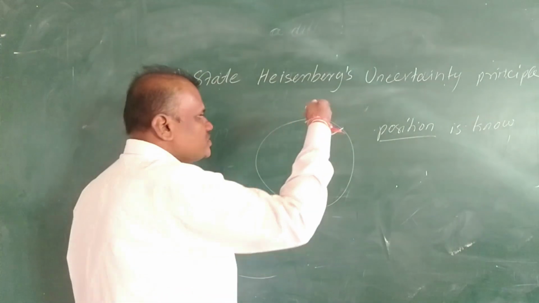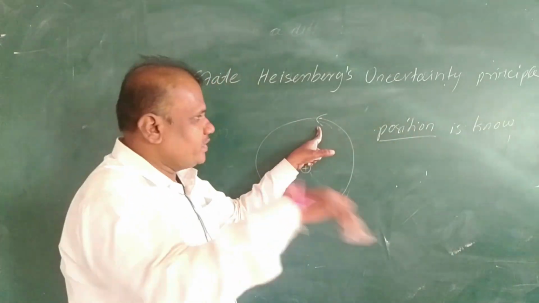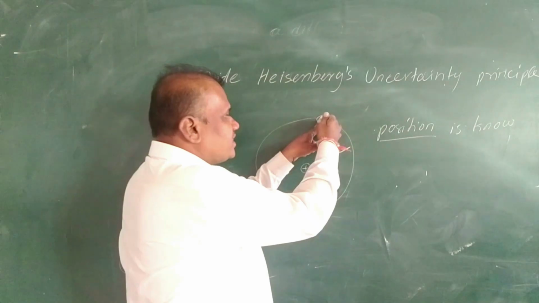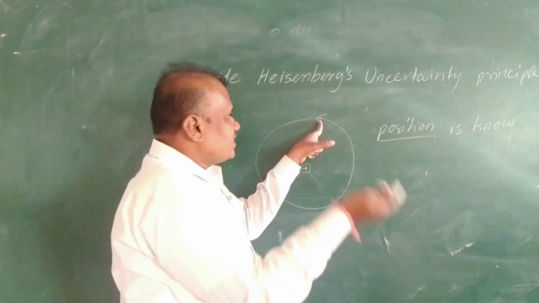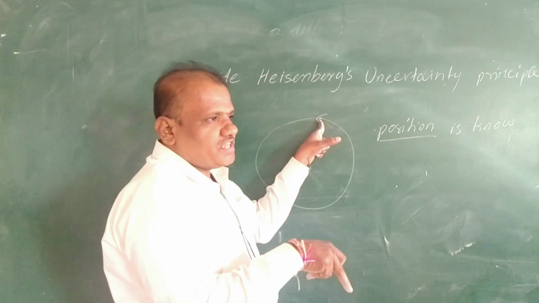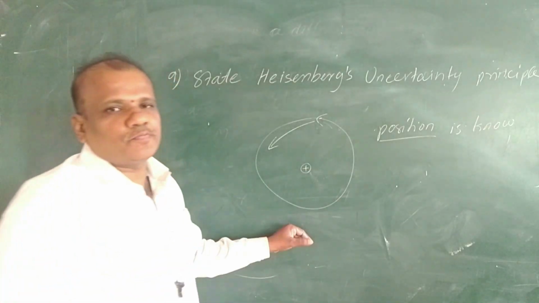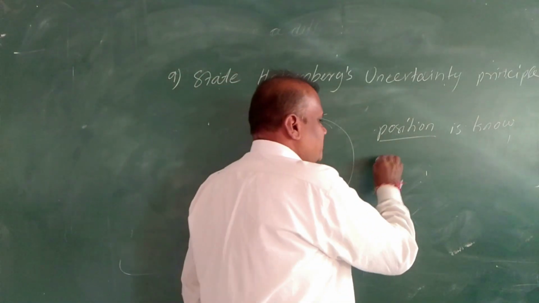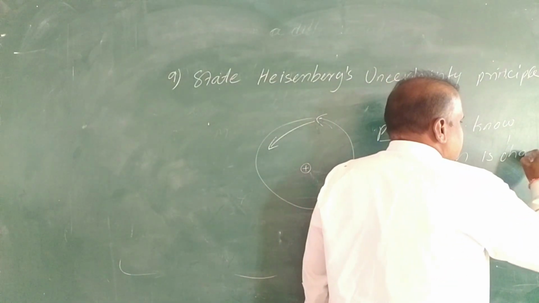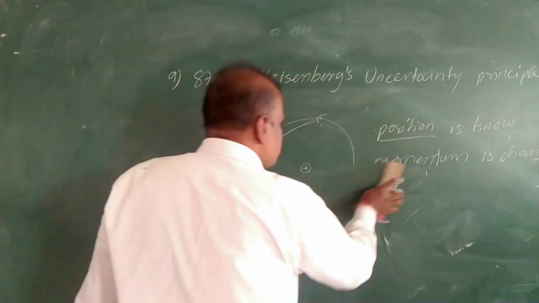So when will you see an electron? When light is incident on an electron, it is reflected back, and the reflection forms the image. Then only you can say this is the position of the electron. But when light is incident, the electron absorbs some amount of energy. Its energy increases, so its velocity increases, and the electron moves to another position. That means the momentum changes. So simultaneous measurement of position and momentum of an electron is not possible.